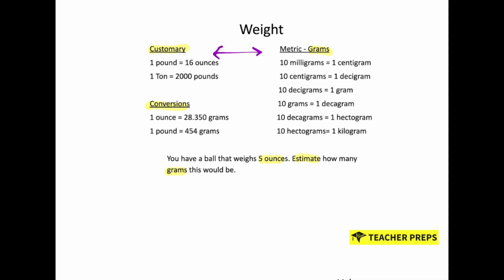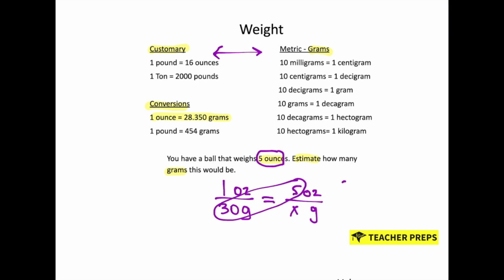Now let's see how you did. The first step is to look and see what conversion factor we need. We have ounces and grams, so we can use the 1 ounce equals 28.350 grams. I'm not sure what you rounded to, but I'm going to round 28.350 grams to 30 grams. Now put the labels in the correct spot on the right-hand side. Now we have the 5 ounces, so I can plug that into the numerator, and we're looking for how many grams, so I'm going to put a variable there. Now we can cross multiply. We have 5 times 30 is going to equal 1 times x, which is just x. 5 times 30 is 150. So 5 ounces is about 150 grams.